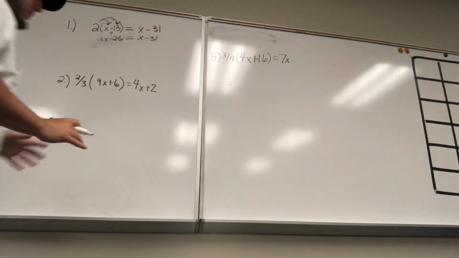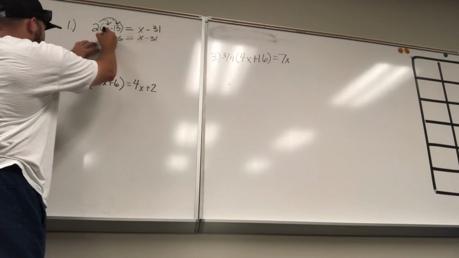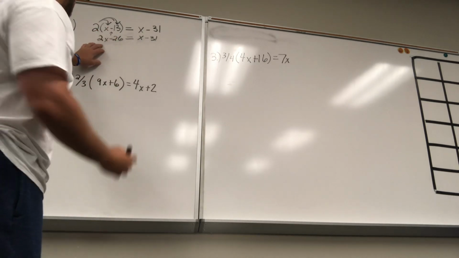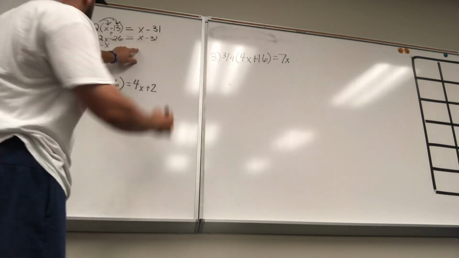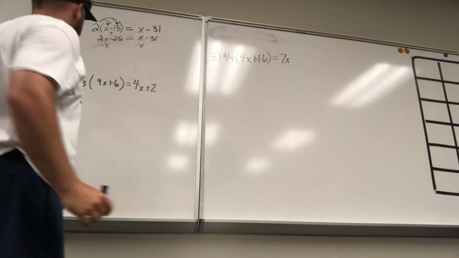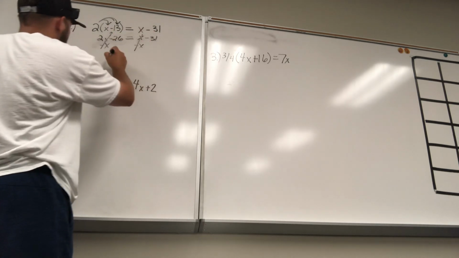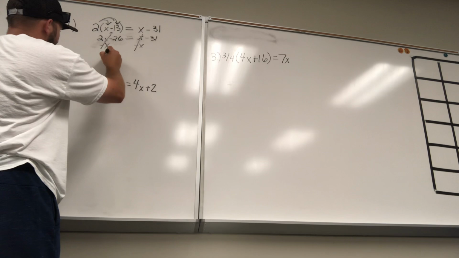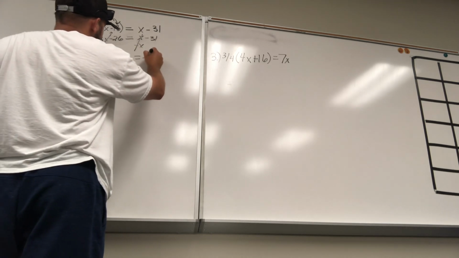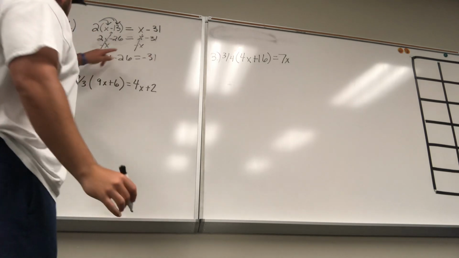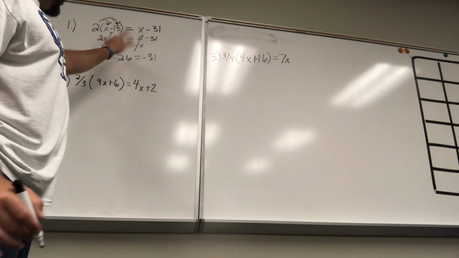Now it looks a little simpler, but the next thing we're going to do is get this x by itself. So we're going to minus this x, and do the same thing to the other side. These cross out, these cross out, so you're going to have 1x minus 26 equals negative 31. Since we took away x on this side, we got to take x away on this side. We have to do things to both sides of the equal sign.